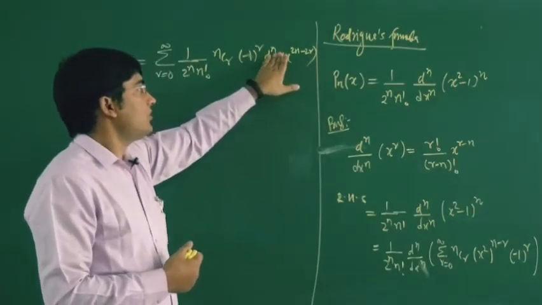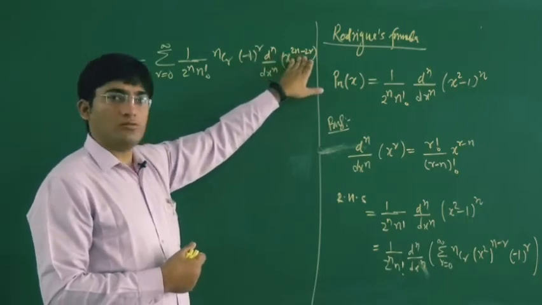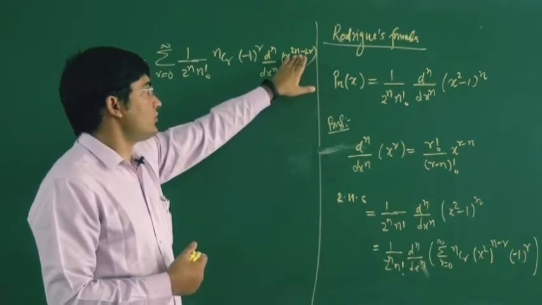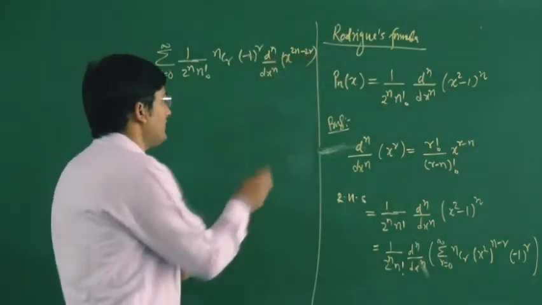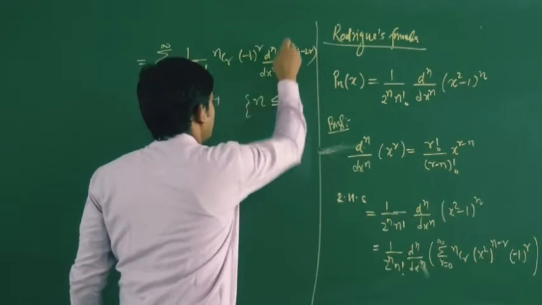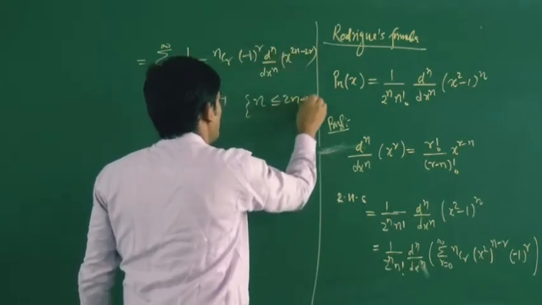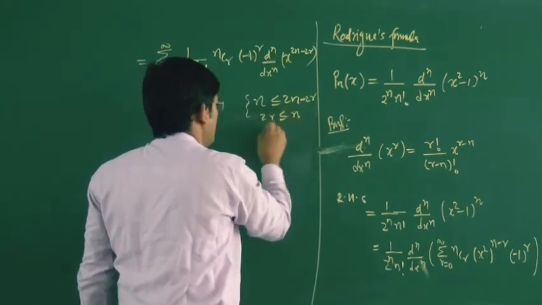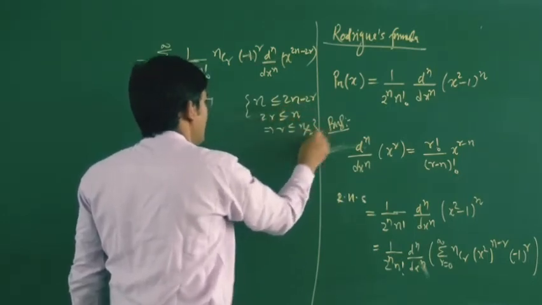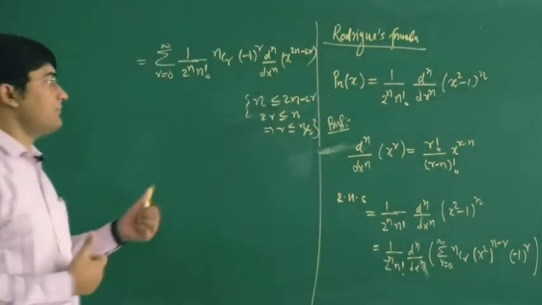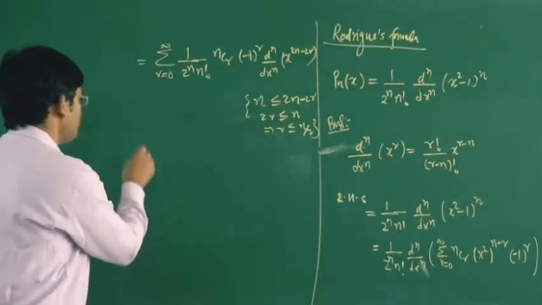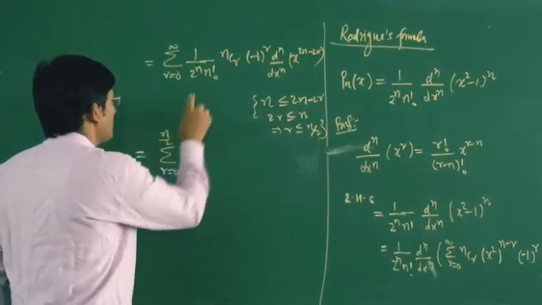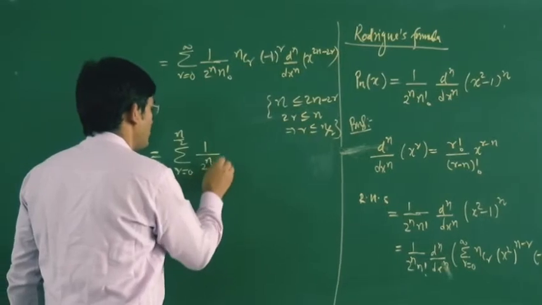The nth derivative will be nonzero only if the power is greater than or equal to n, that means 2n minus 2r should be greater than or equal to n. So here 2r will be at most n, so your r will be less than or equal to n by 2. So your maximum value of r can be n by 2 in this summation. So here our summation will move from 0 to n by 2, and then this will be your 2 power n factorial n.